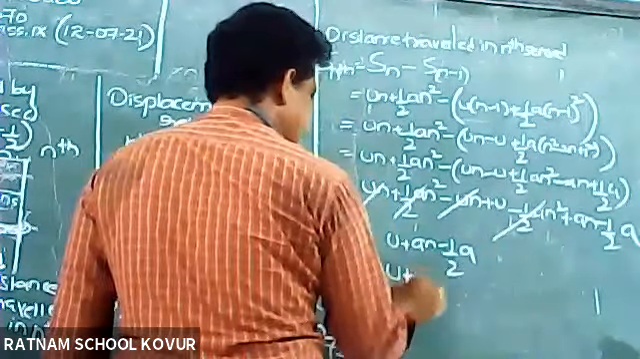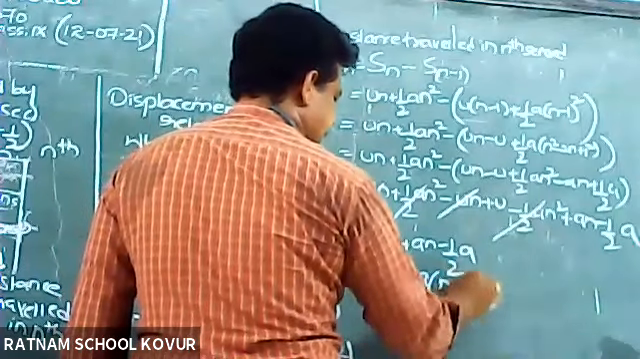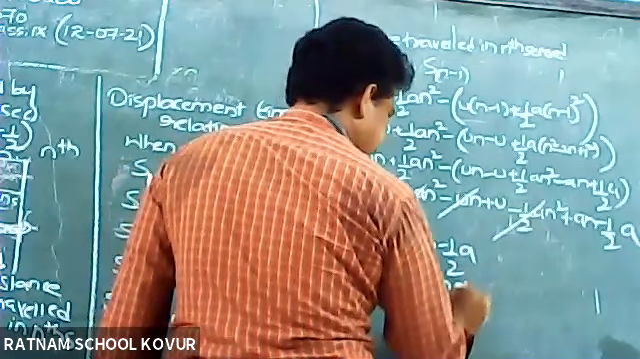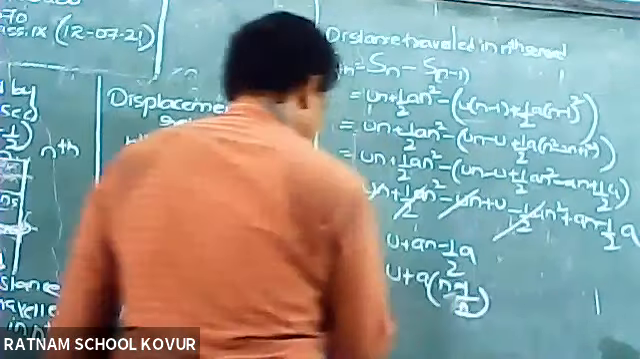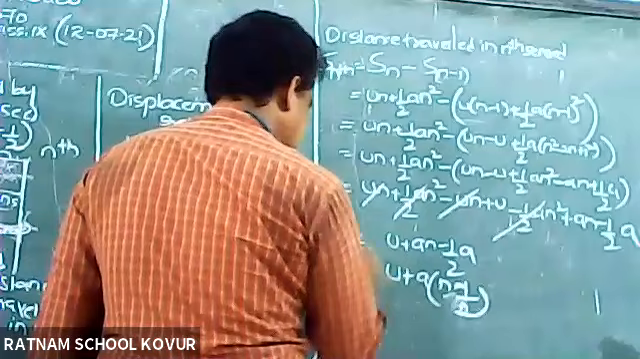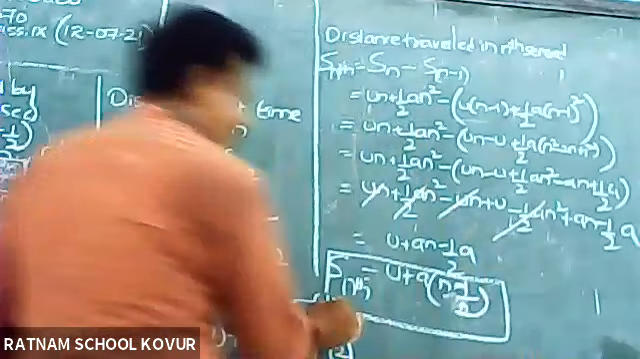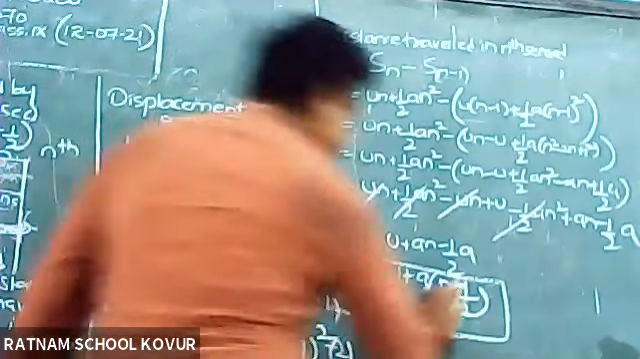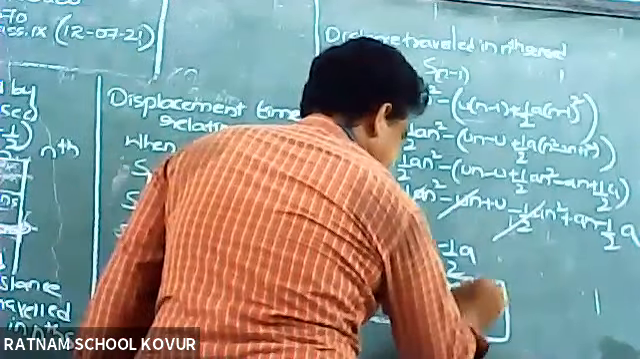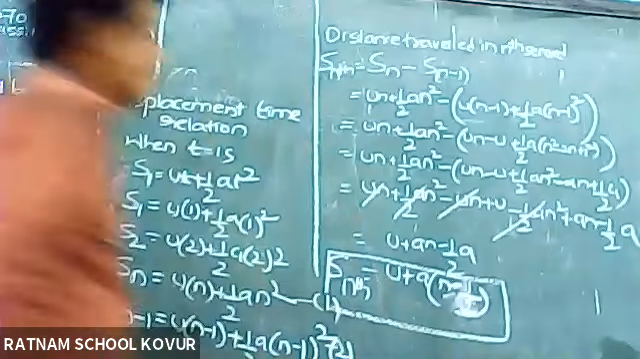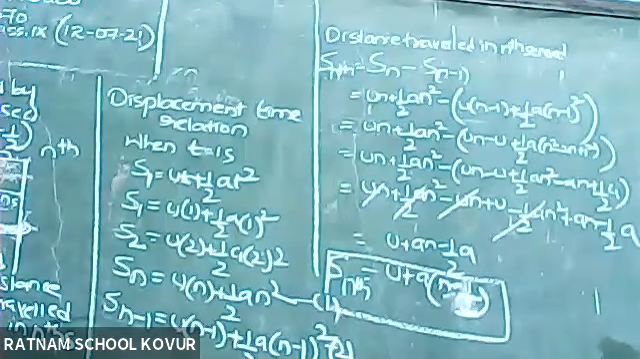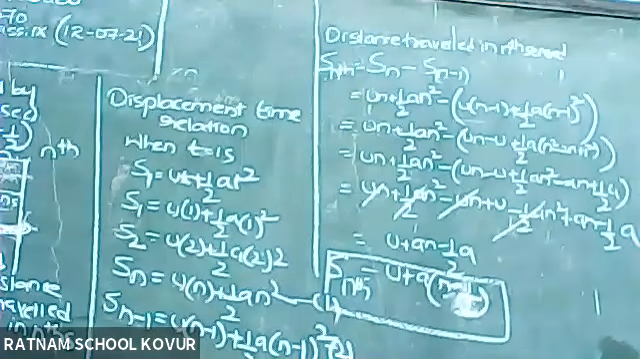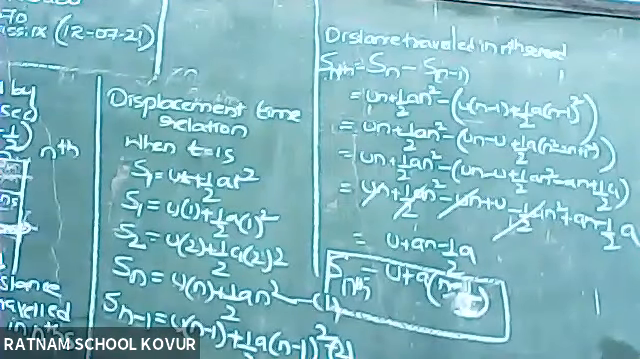U plus, take a common, n minus 1 by 2. So S nth, the distance travelled by the body in the nth second, is u plus a into n minus 1 by 2. So this is a somewhat lengthy derivation.